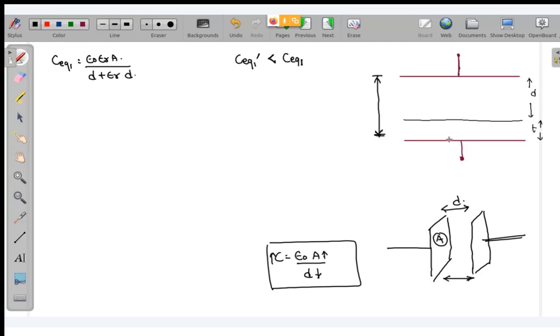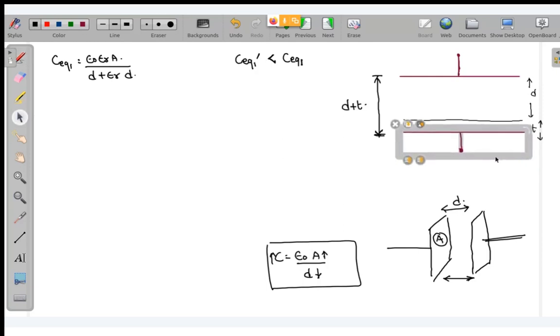Similarly over here, I will be manipulating the distance between the plates. So previously it was d plus t. You can see d plus t. Now I will decrease the distance between the plates such that I move it by x position. Okay, x distance I move it. So now this much distance is d plus t minus x.